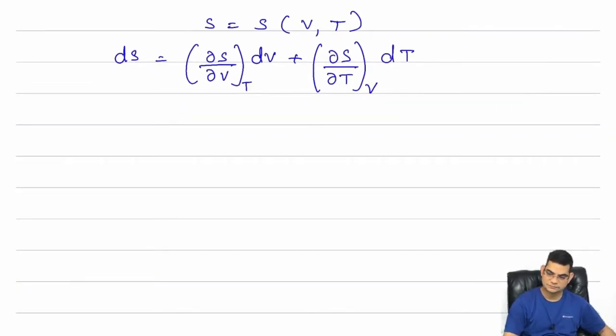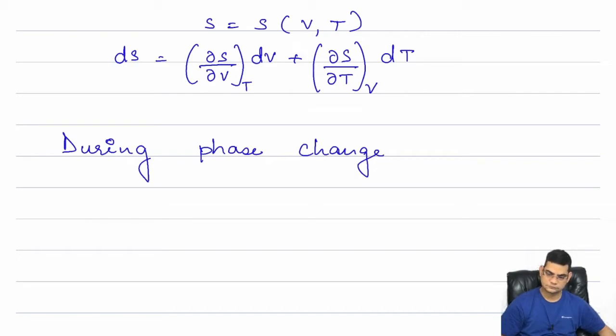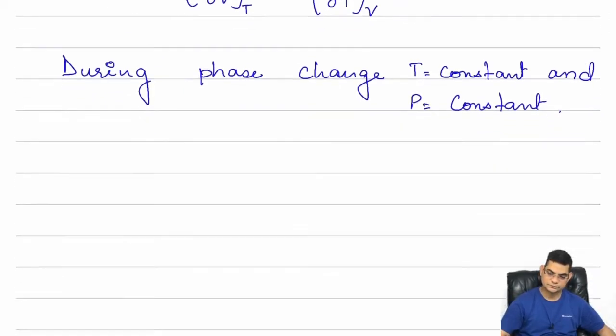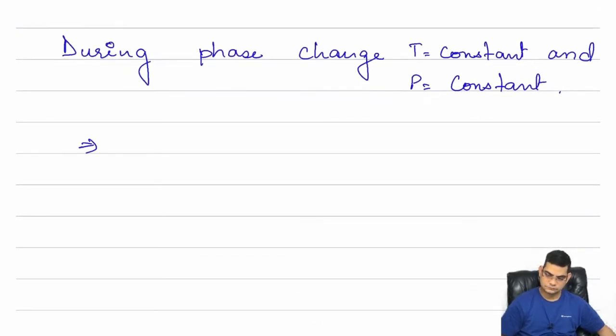During phase change, temperature and pressure are constant. So this equation reduces to dS is equal to partial differentiation of entropy with respect to volume at constant temperature into dV.